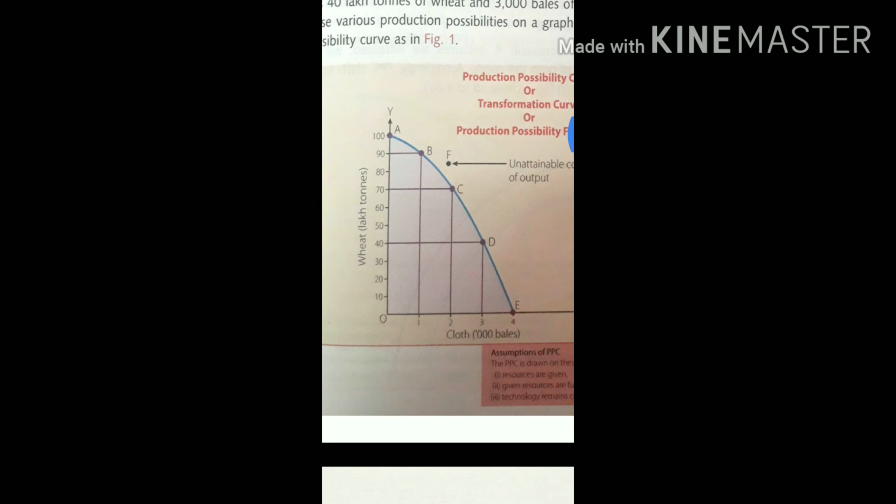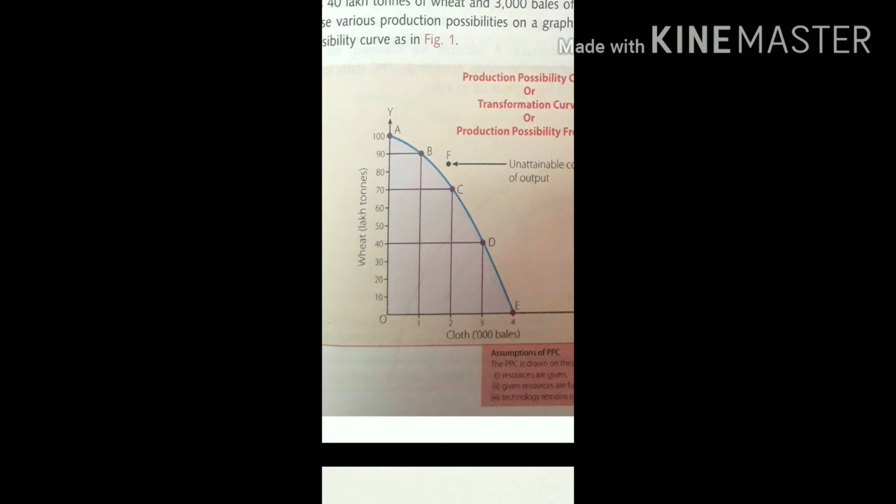Okay, so this schedule is given, and the same schedule we have drawn here, as you have drawn in your maths graphical presentation. The same presentation is there. See the figure. If the production of wheat is 100, we are not producing cloth, it is 0. If the production of wheat is 90, the production of cloth is 1.